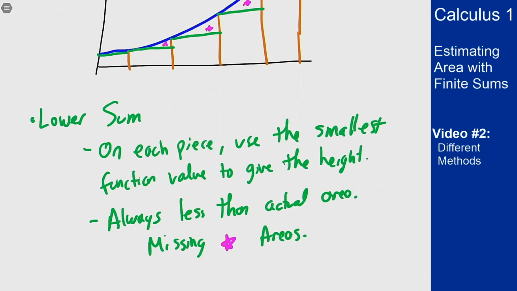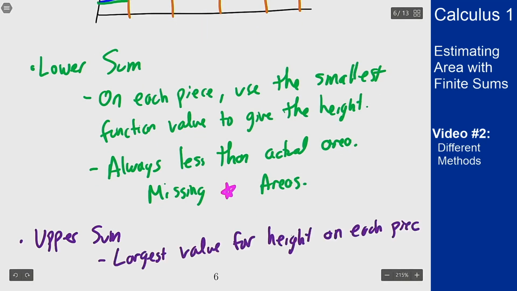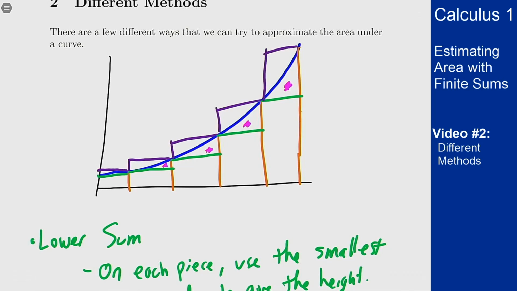Another approach you could take for finding the area is called an upper sum. And you can probably guess this works the other way. I'm going to pick the largest value of the function on each piece to give me the height. So for our picture above, this now has something like, here's the first one, here's the second, third, fourth, and fifth. As you can probably see here, now this sum is always more than the area under the curve because I've added in some extra little pieces up here that are above the curve.